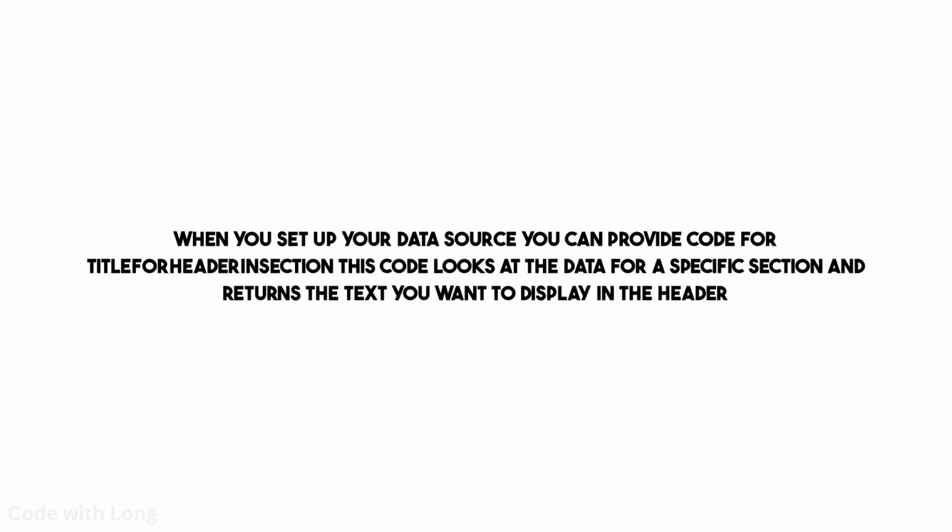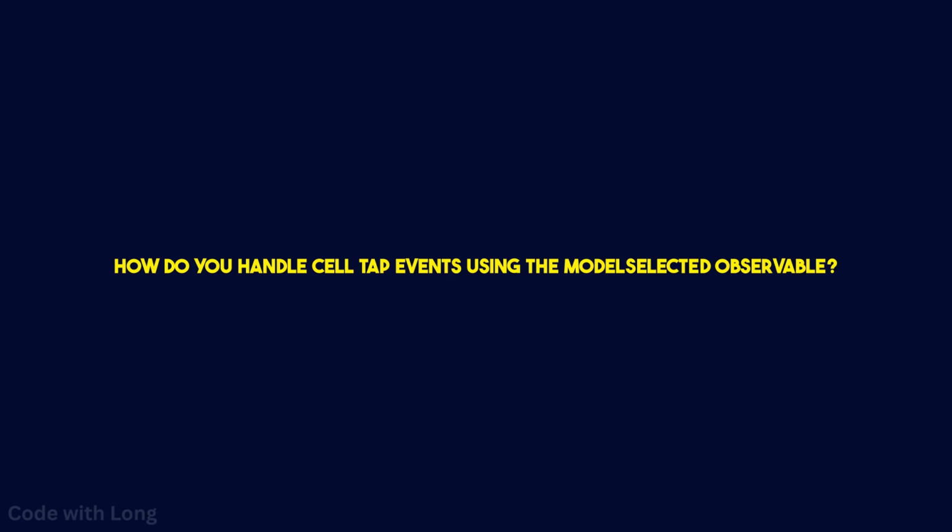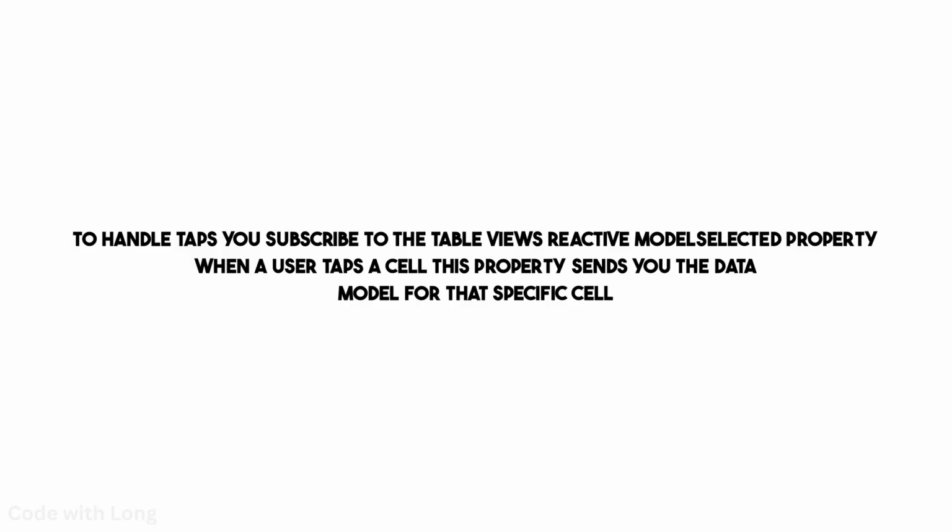How do you handle cell tap events using the modelSelected observable? To handle taps, you subscribe to the table view's reactive modelSelected property. When a user taps a cell, this property sends you the data model for that specific cell.